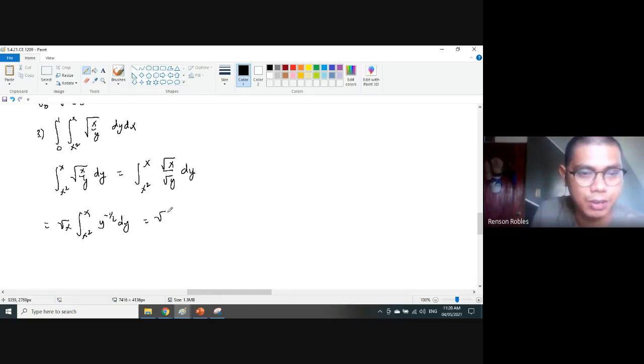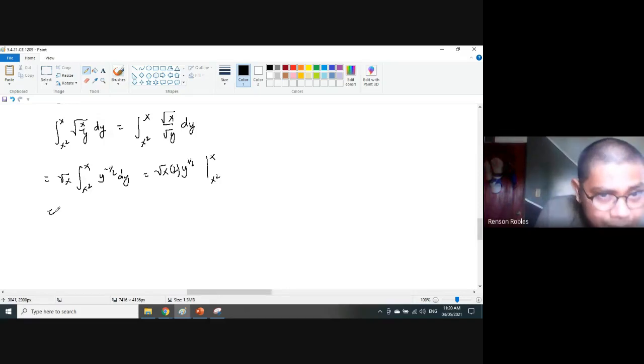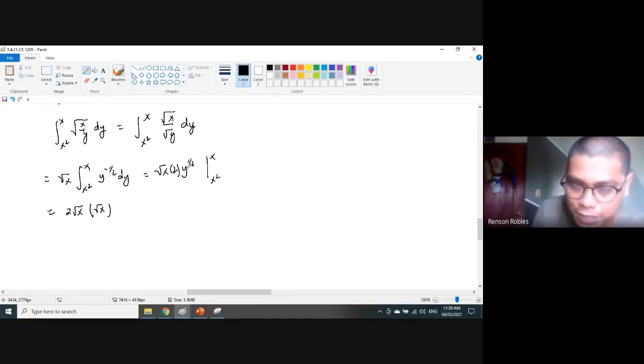So you have square root of x, then times y raised to negative 1/2 plus 1, which is 1/2, and then times 2, evaluated from x squared to x. All right. And then you now have 2 square root of x, where y is to be replaced by x. So that's y raised to 1/2, y replaced by x, minus 2 square root of x times y is x squared raised to 1/2.